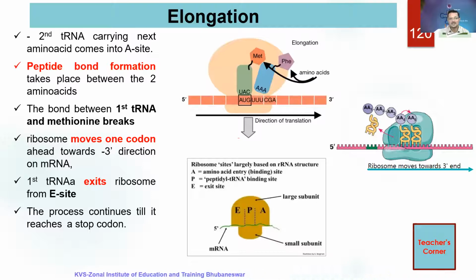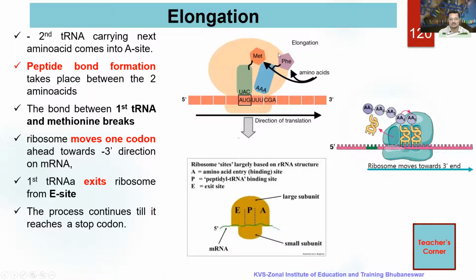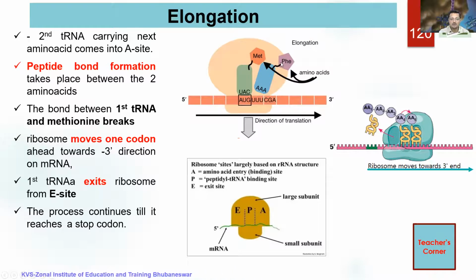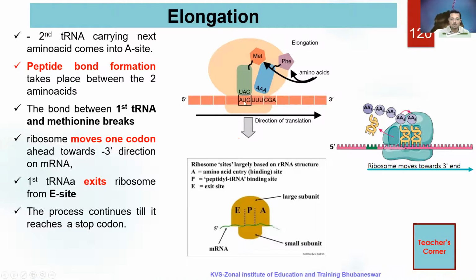Elongation, the second stage. So the tRNA carrying the next amino acid comes into the A site, right? Now there is peptide bond formation because these tRNAs are charged. So when they leave at the E site, there is a bond formation between the two amino acids. The ribosome moves one codon ahead. There is an enzyme, translocase, that pulls it. One codon unit means 3 bases, right? And the direction remains 5' to 3'. This is the direction of translation.